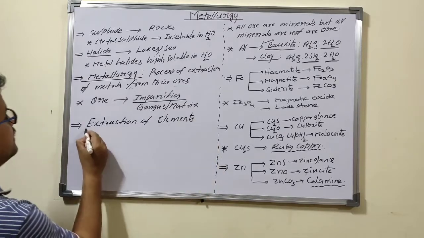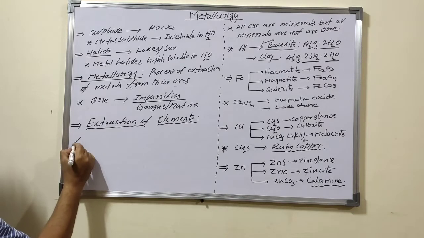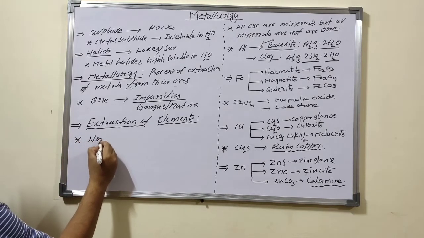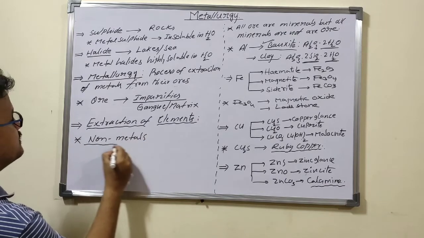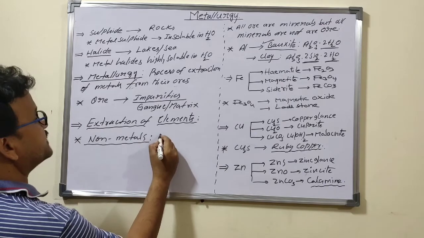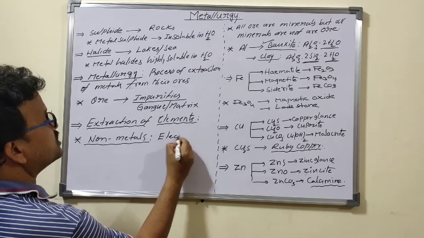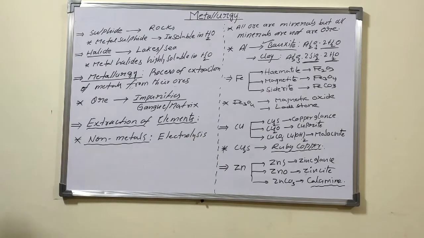Elements may be metals or non-metals. First, extraction of non-metals. This is a simple process. Non-metals can be extracted by the electrolysis process.